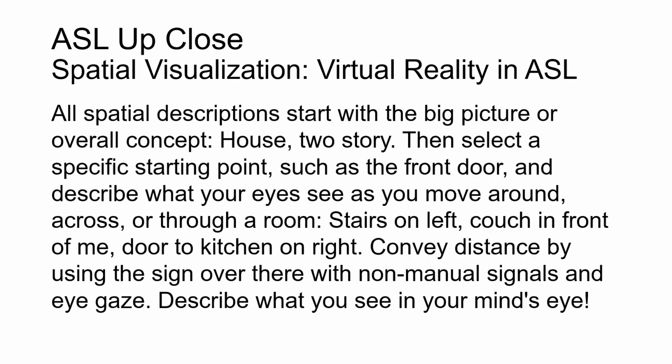All spatial descriptions start with the big picture or overall concept: house, 2-story. Then select a specific starting point, such as the front door, and describe what your eyes see as you move around, across or through a room. Stairs on left, couch in front of me, door to kitchen on right. Convey distance by using the sign over there with non-manual signals and eye gaze. Describe what you see in your mind's eye.